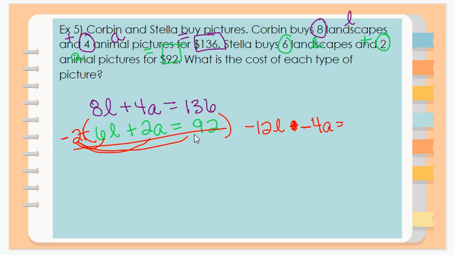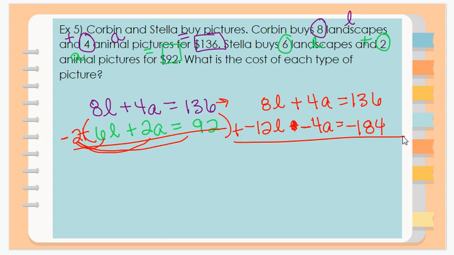Let me use my calculator. -2 times 92 is -184. All right, and the top one's not changing, so I'm just bringing it over. 8L plus 4A equals 136. And I'm adding these together. All right, here we go. The positive 4A and the negative 4A cancel, so I have 8L plus -12L, which gives me -4L. And then -184 plus 136 is -48.